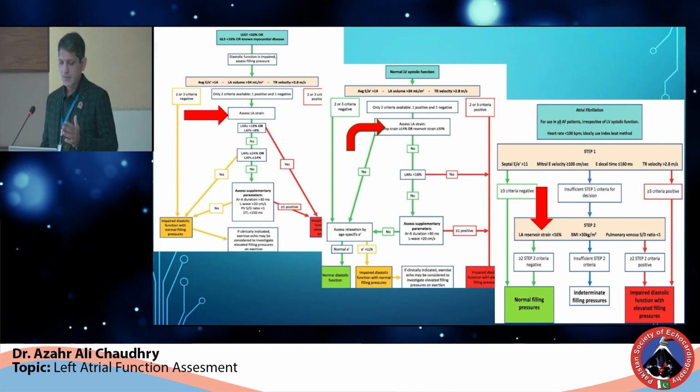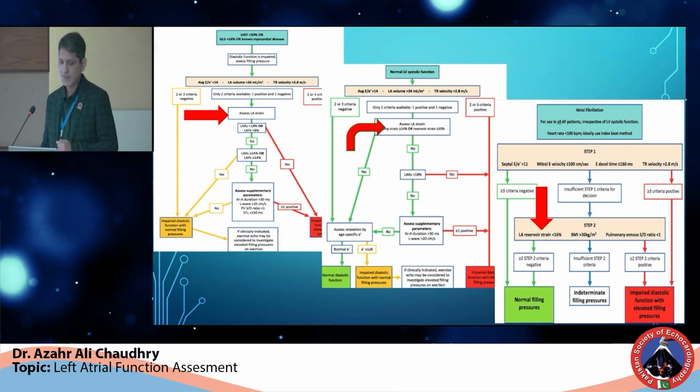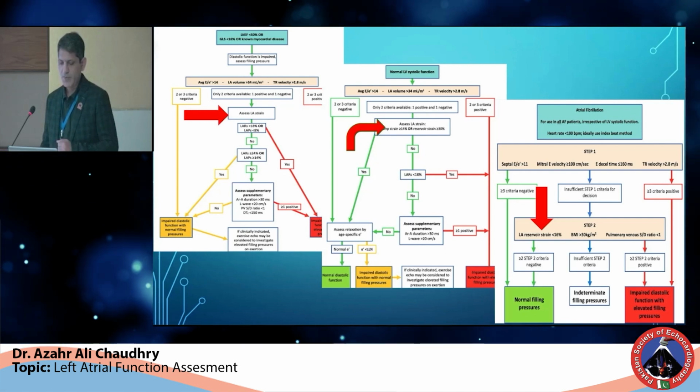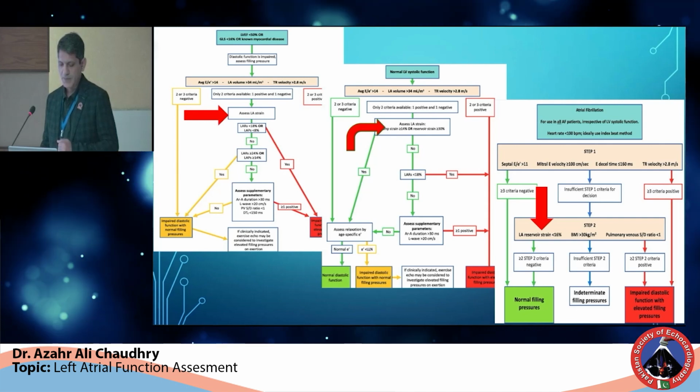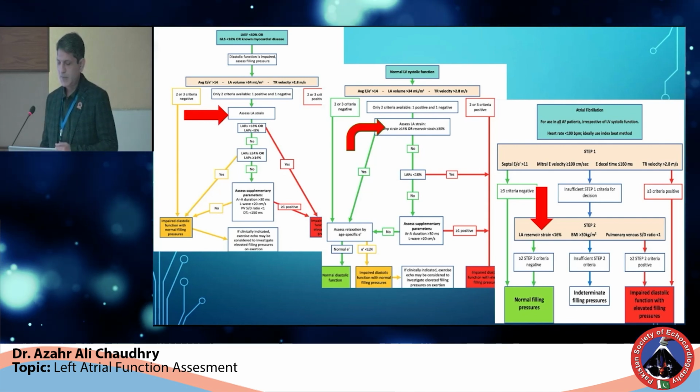In the patients with less than 50% EF, the cutoff values are, for reservoir strain, less than 18%, and for the pump strain, less than 8%. While in atrial fibrillation, the cutoff value is less than 16%.